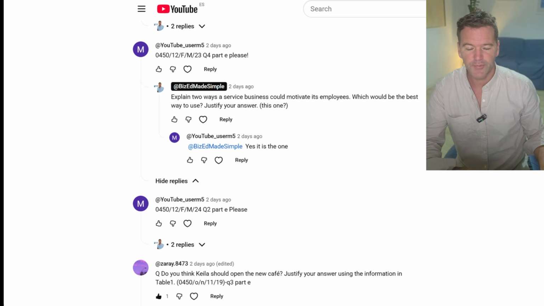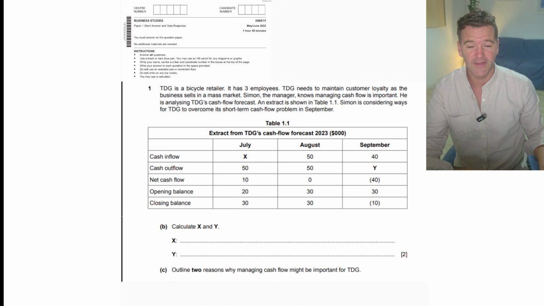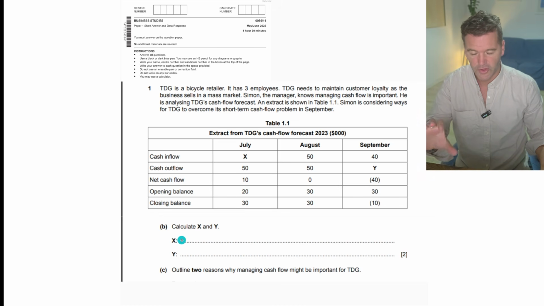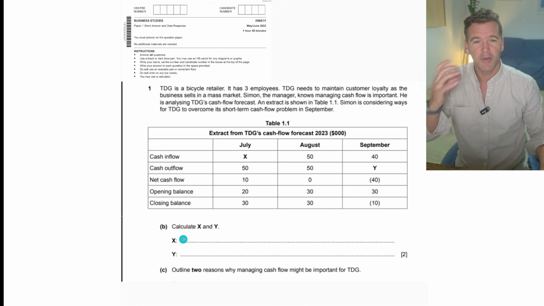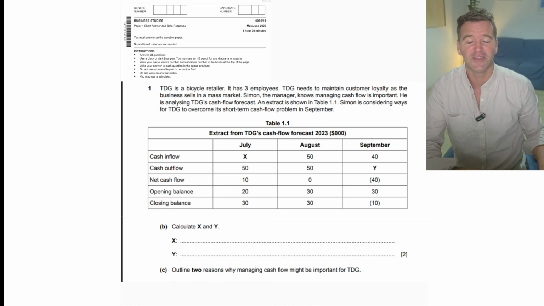Now, unsurprisingly, we're getting more and more finance questions coming through, and I'm going to start with a shorter B question, but not necessarily easy. We're dealing with cash flow forecasts. I absolutely love them. I think they're really useful, but they do take a little bit of getting used to.